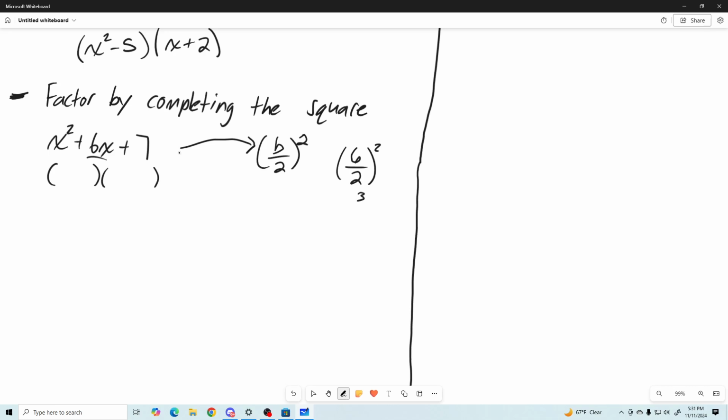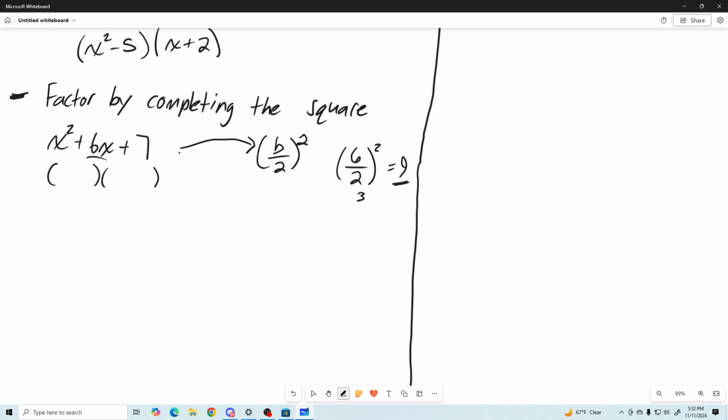Now 6 over 2 is an important number. Keep the 3 in your mind, but 3 squared is 9. So 9 is going to be the number that we are going to have to use as well. Keep the 3, but also remember this 9, because we're going to use both of them. Now the idea is if we can somehow turn this 7 into a 9, then we can set this up by completing the square.